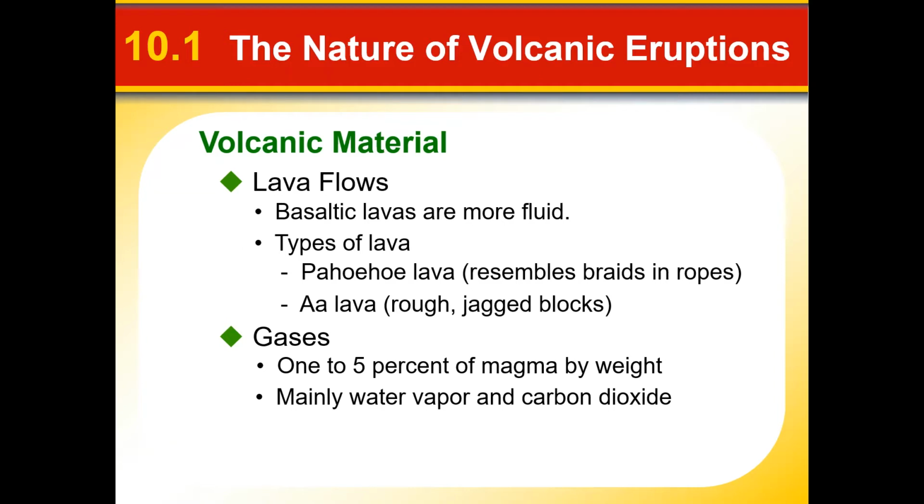Now you have your volcanic materials, your lava flow. Basaltic lavas are more fluid, and among the types of lava we have the pahoehoe, which resembles braids and ropes, and usually these are the indicators that your lava was flowing fluidly. And you have your aa, which is rough and jagged blocks, which is an indicator that your lava does not really flow easily, or it flows viscous. And you have your gases, 1 to 5% of magma by weight, mainly water vapor and carbon dioxide, but more on the side of the water vapor.